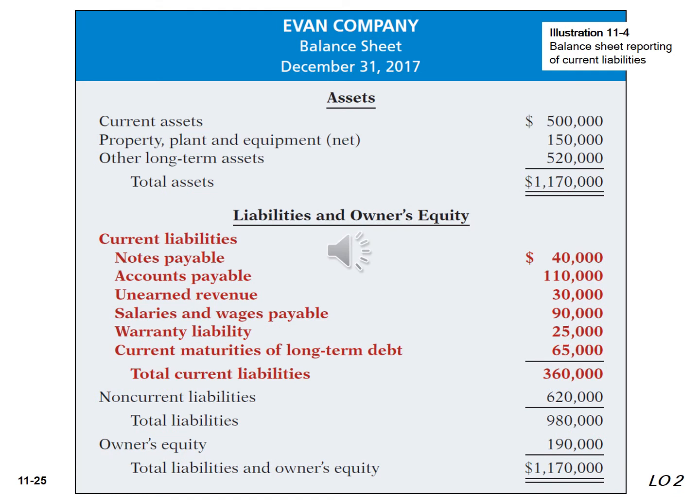Now here we have a balance sheet for a company called Even Company as of December 31st, 2017. And you notice how current liabilities are reported on the balance sheet under the Liabilities and Owner's Equity section. You see current liabilities in front of you in the red color.